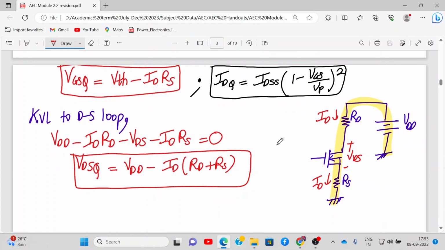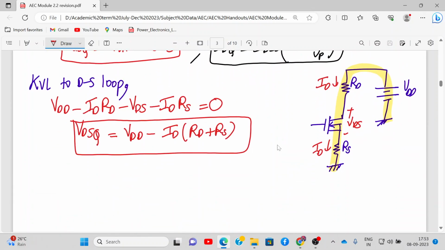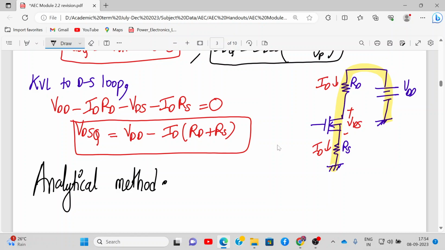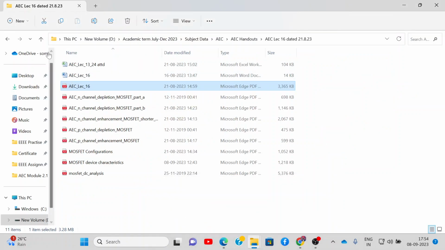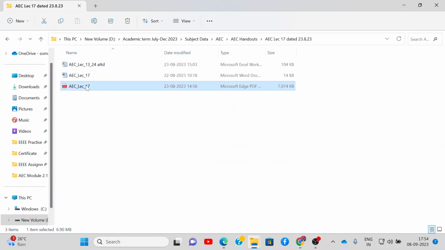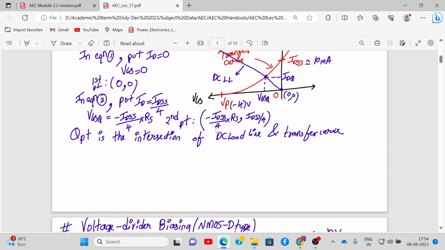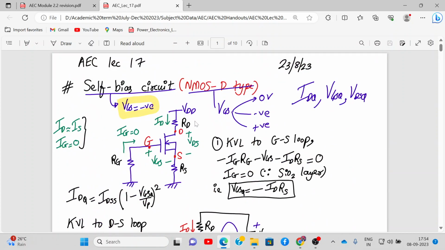Yes, sir. Actually, this is the analytical method. Whatever we are doing, this is the analytical method to solve. Okay. There is a graphical method also. Now, I am not teaching the graphical method right now. I'll show you the graphical method just once for every technique, but I am not covering it in today's session. You can refer to it.